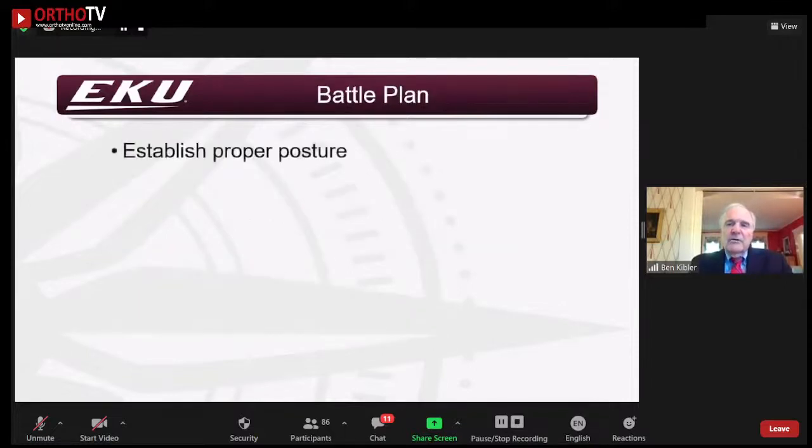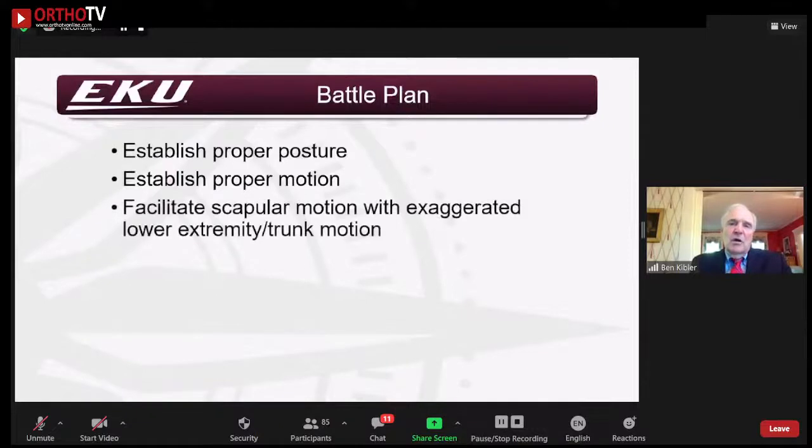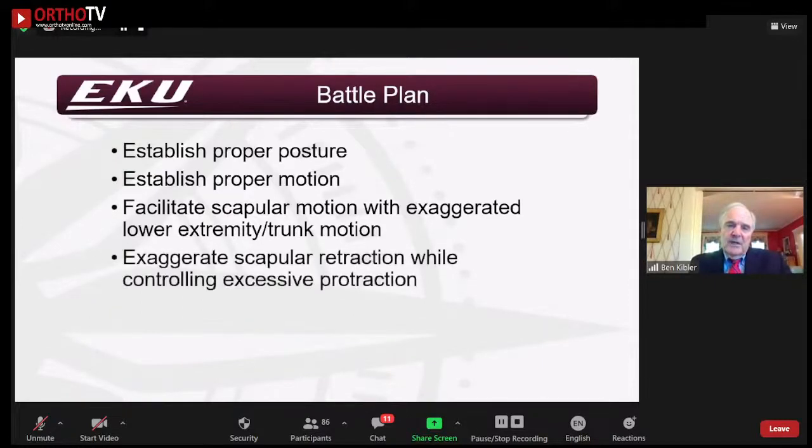What's your plan? The way you do this? We establish posture, so we look at the entire hip and core and trunk. We establish the proper motions so that you get the scapular position and motion and the arm motion in the normal pathway. We facilitate scapular motion by using your lower extremity and trunk. So you actually drive the scapula by using hip and trunk motion. We'll show you this in a minute.